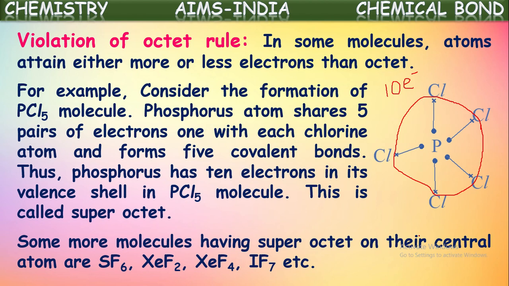See some other molecules also. Xenon difluoride, xenon tetrafluoride, iodine heptafluoride. In all these molecules, the central atoms have more than 8 electrons after the bond formation. These are called superoctets.